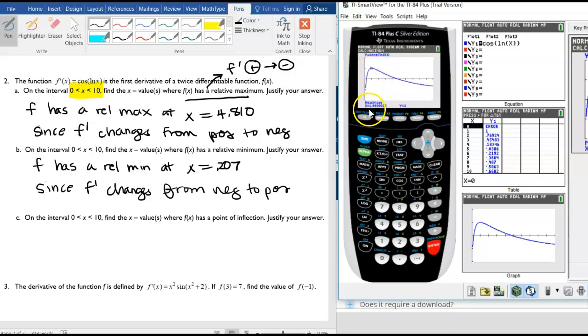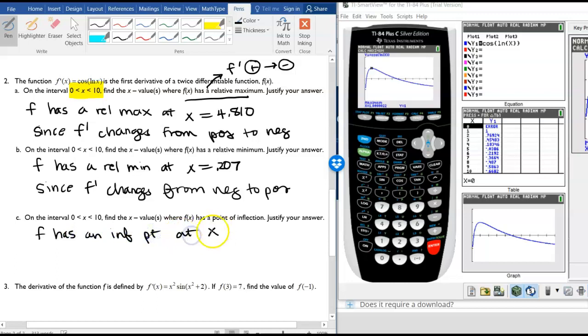I see that my maximum occurs at 1.00000 something, and then y equals 1. Now on your calculator it might say 0.9999 or something like that, but that's still going to round up to x equals 1. My justification, f has an inflection point at x equals 1, since f prime has a relative max.